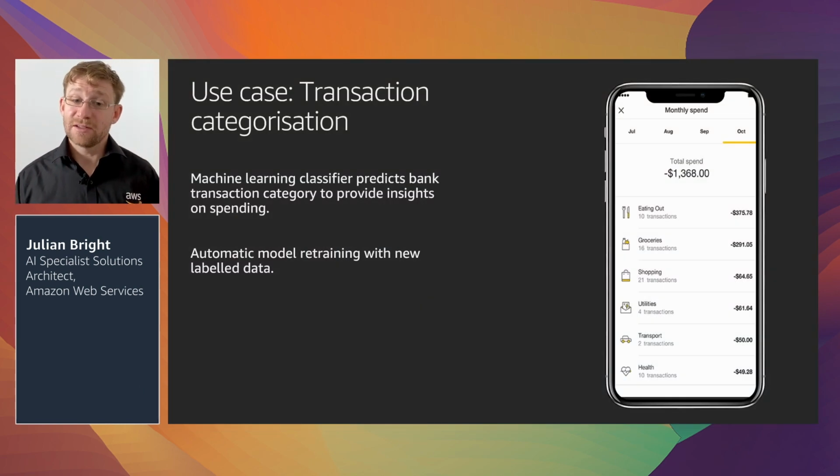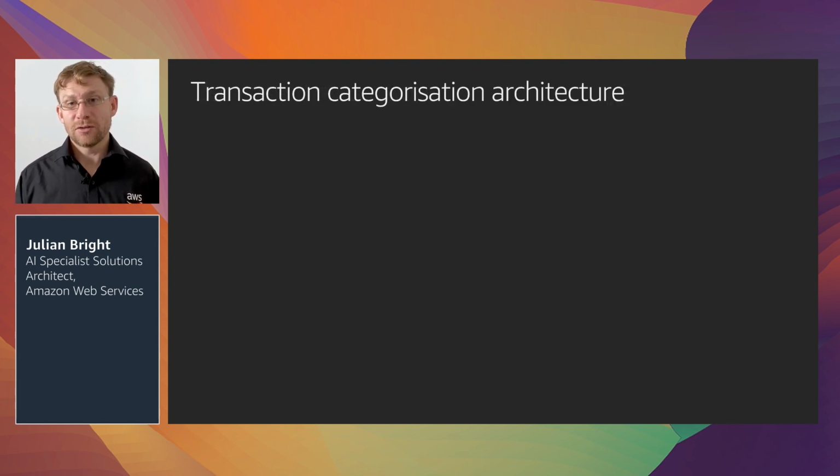So the use case here is bank transaction classification. As you can see on the right there, we're looking to classify monthly expenditure against a number of different categories. And we're going to use a machine learning model to predict these categories. And this helps provide insights on spending and understand how you can improve the spending patterns. We're going to use an automatic model retraining process to take new label data through this process and improve this model over time. So let's look at the architecture for this solution.